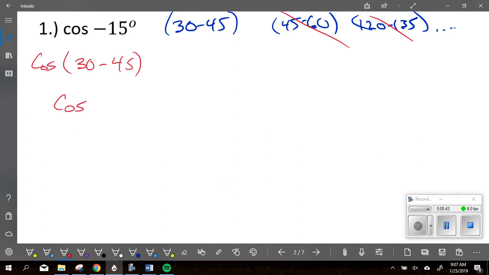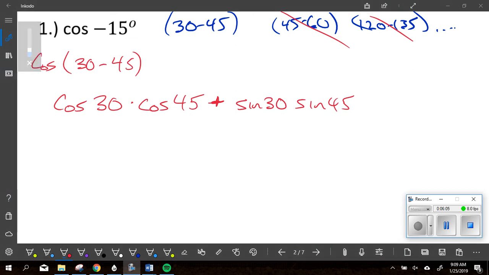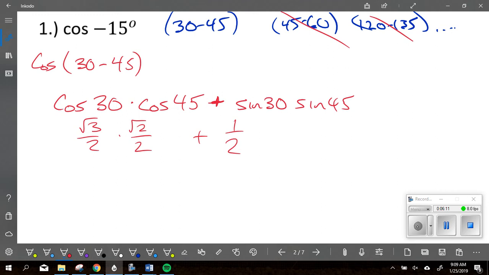So it's cosine of 30 times cosine of 45. With cosine, the formula has a plus sign in between when we subtract. Plus sine of 30, sine of 45. Plug in and solve it. Think about the unit circle. Do those values, plug it in, and try to simplify. See what we did. Cosine of 30, that is radical 3 over 2. Cosine of 45 is radical 2 over 2. Plus sine of 30 is 1/2. Sine of 45 is radical 2 over 2.